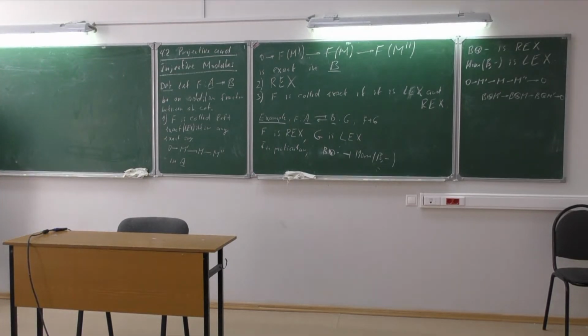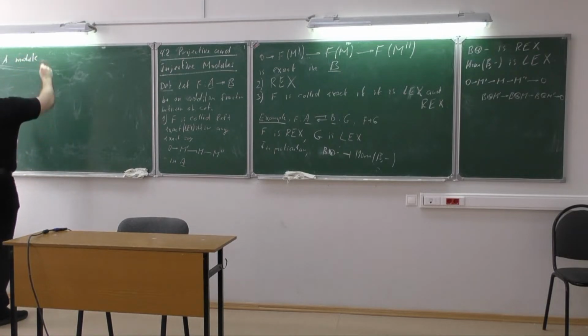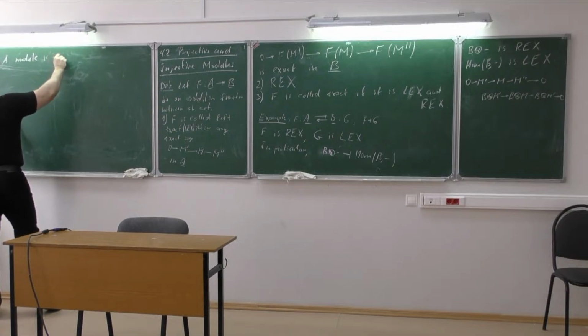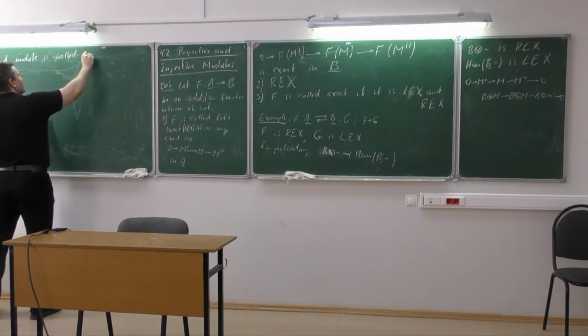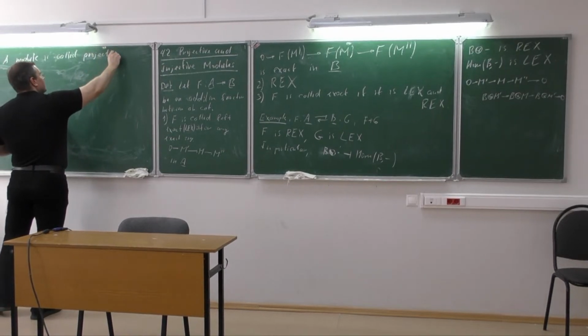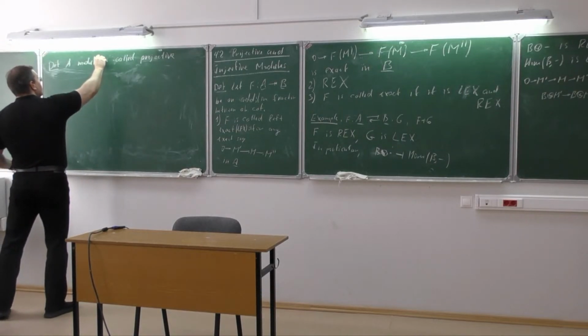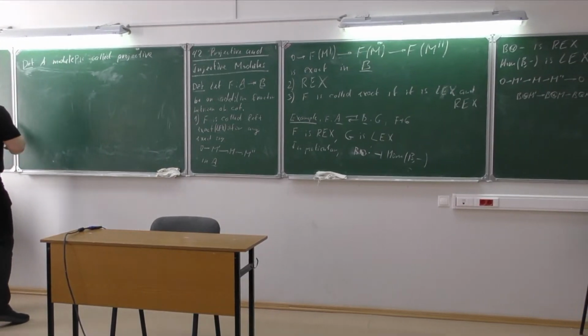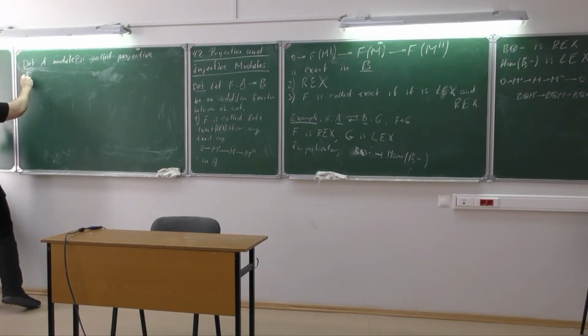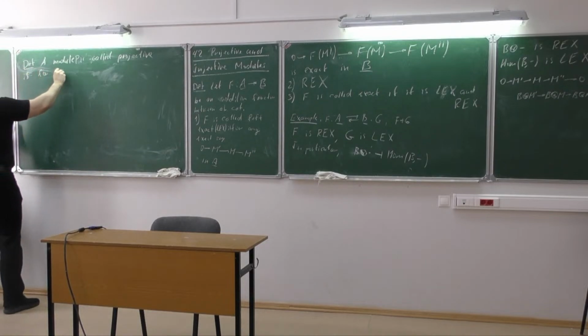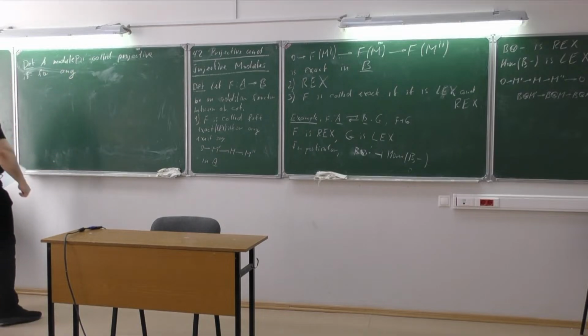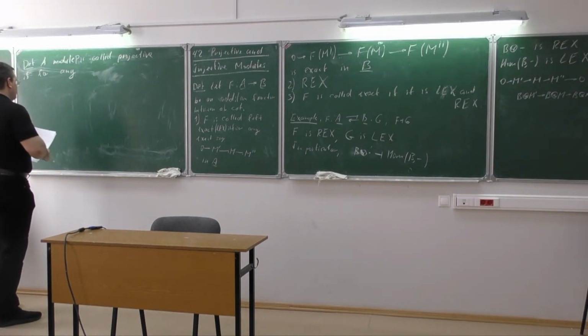Okay. So definition. A module, this could be left module, right module, not important. So a module is called projective, let's call this module P, P for projective. It's called projective if, now this is quite a long definition, but later I'm going to draw a diagram. It will be much easier on the diagram.